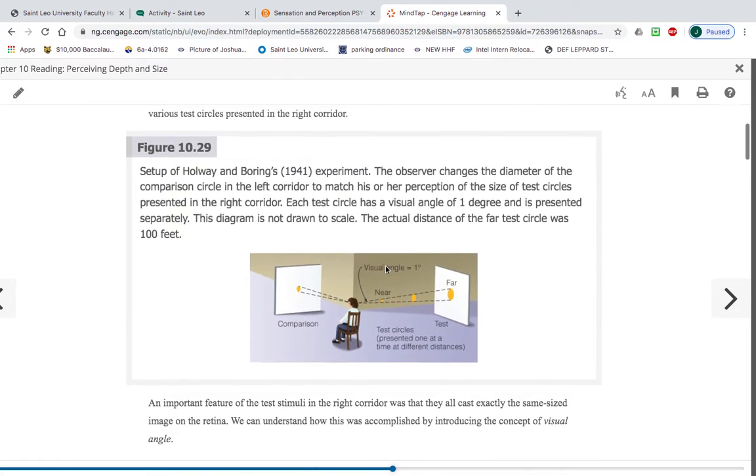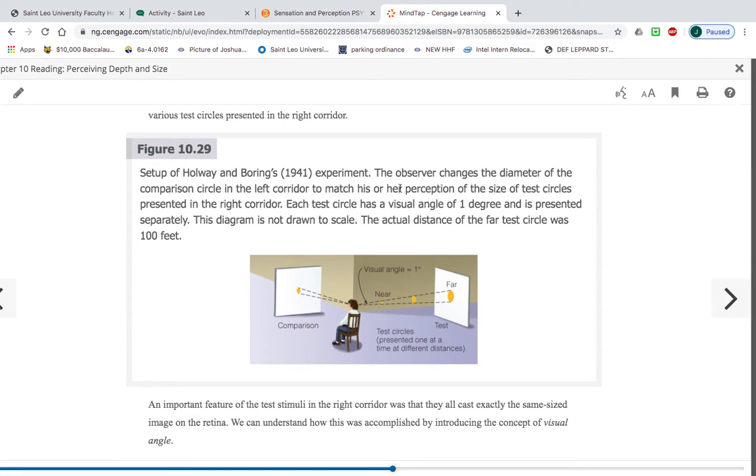And you can see the experiment here. In their setup, a person sat in a chair looking at a comparison circle and a test circle. The comparison circle was one visual angle. The experimenters would move the test image closer or farther away, always making sure the visual angle was the same, always casting a visual angle of 1. Note that the closer the image was, the smaller they had to make it to keep the visual angle the same. If it got further away, they had to make the test circle larger.